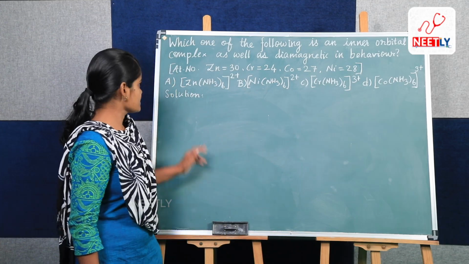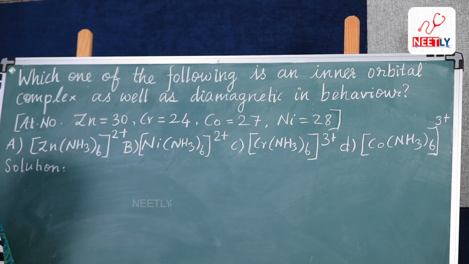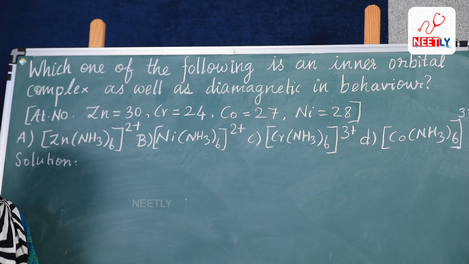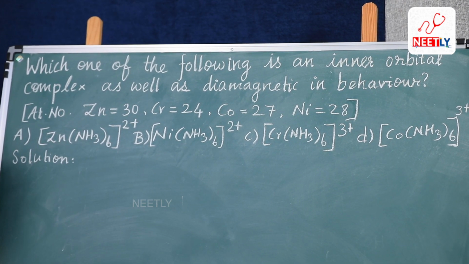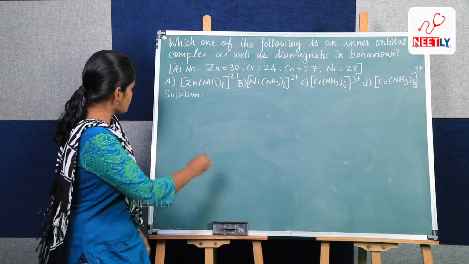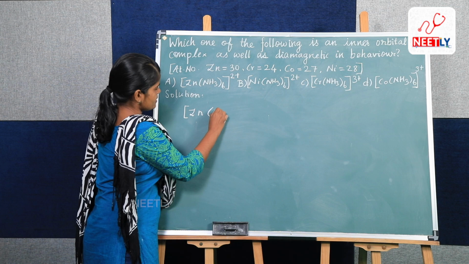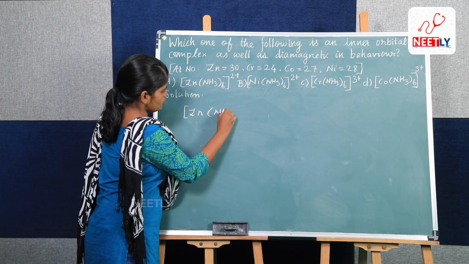In the question, it is asked which one of the following is an inner orbital complex as well as diamagnetic in behavior, and their atomic numbers are given here. First, hexamine zinc 2+ ion.